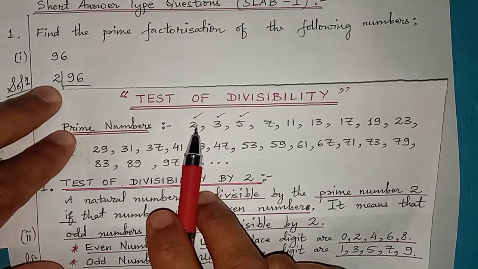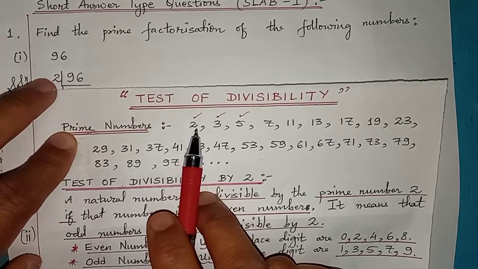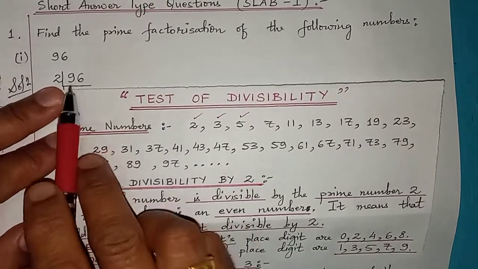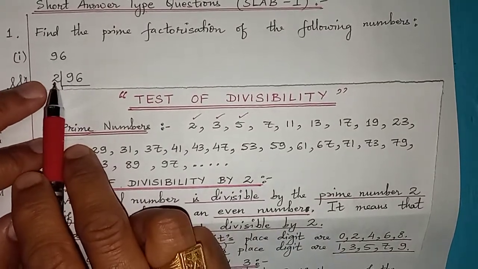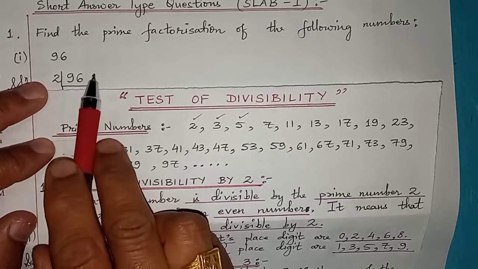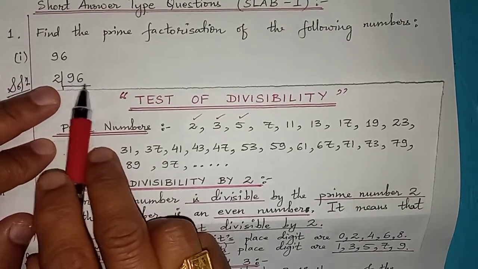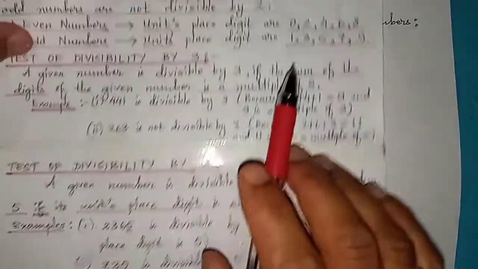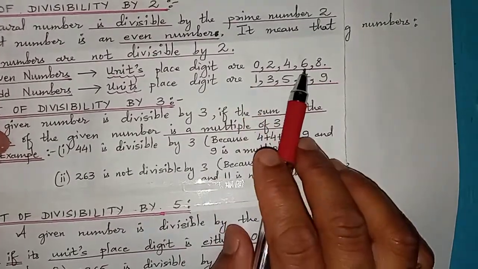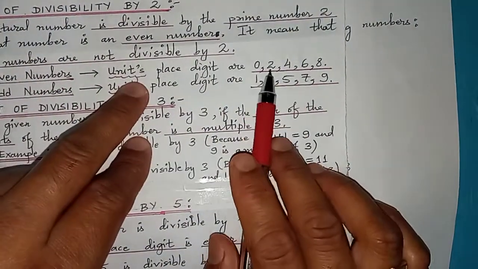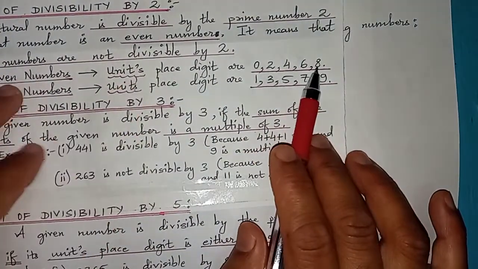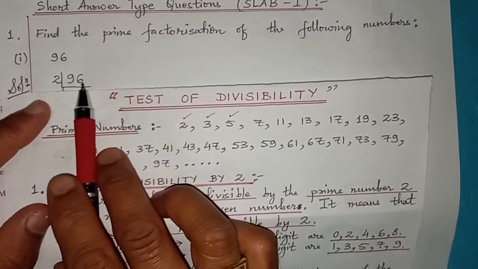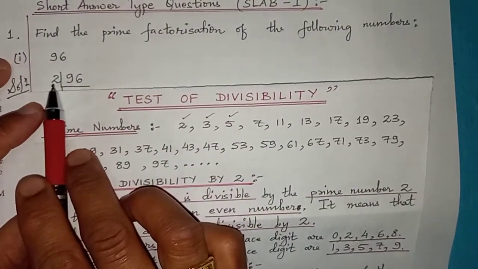But I told you that before you divide by 2, first try to do some test. Remember I told you the test of divisibility by 2. You can divide any number by 2 if that number happens to be an even number. The 96 is an even number. Why? Because 6 is the unit digit, and for an even number, if 0, 2, 4, 6, 8 is the unit digit, it is an even number. So since the unit digit is 6 here, we can divide by 2. That's why I start dividing by 2.